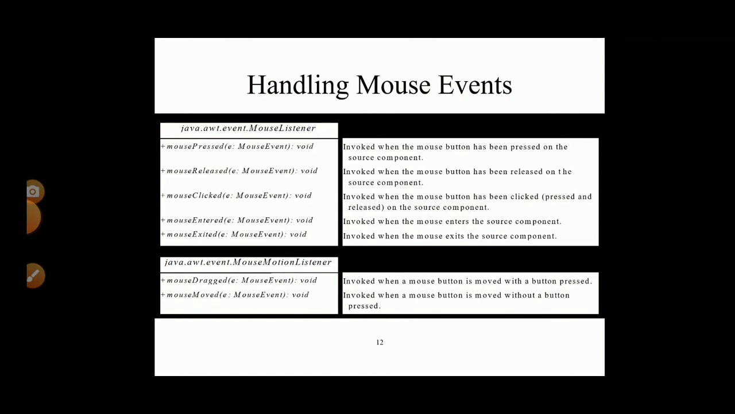Here we have some set of mouse events. The methods used inside MouseListener are mousePressed, mouseReleased, mouseClicked, mouseEntered and mouseExited. mousePressed is invoked when the mouse button has been pressed on the source component. mouseReleased is invoked when the mouse button has been released on the source component. mouseClicked is invoked when the mouse button has been clicked, pressed or released on the source component. mouseEntered is invoked when the mouse enters the source component, and mouseExited is invoked when the mouse exits from the source component. So these are all under MouseListener.